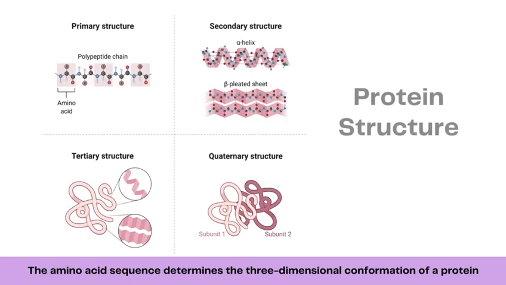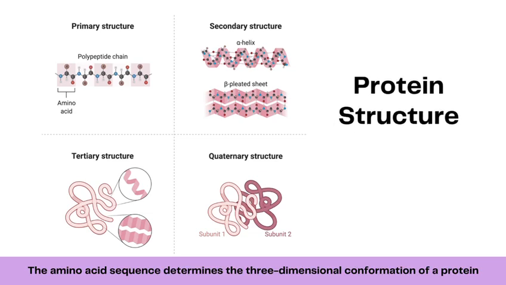Protein structure can be described at several different levels. The primary structure refers to the specific sequence of amino acids. The secondary structure refers to the way the protein folds and bends, typically into alpha helices or beta sheets. The tertiary structure refers to the overall three-dimensional shape of the protein, which is determined by the interactions between the various amino acids and their side chains. The quaternary structure refers to the arrangement of multiple protein subunits within a large protein complex.